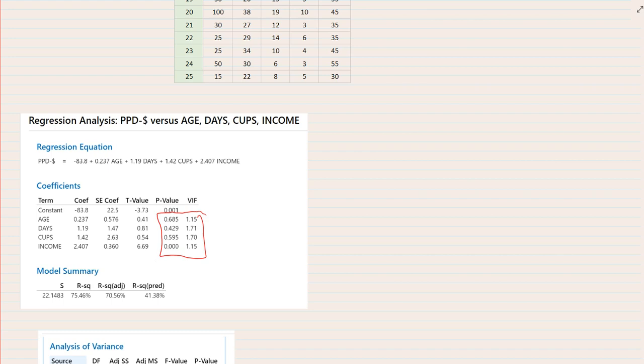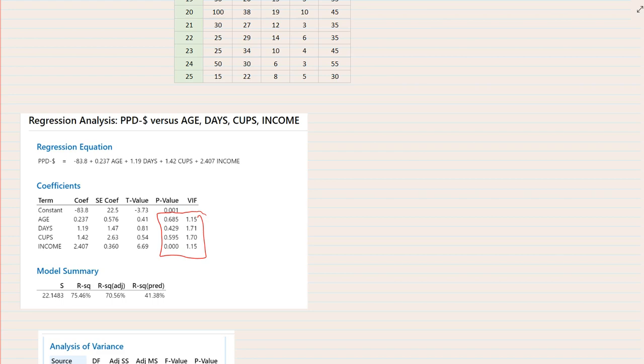Okay, so let's take a look at our first p-value here, other than this 0.001. Remember, we don't look at the p-value for the constant, but these are the variables in our model, the independent variables. We do look at those p-values. So what is this 0.685 p-value looking at?